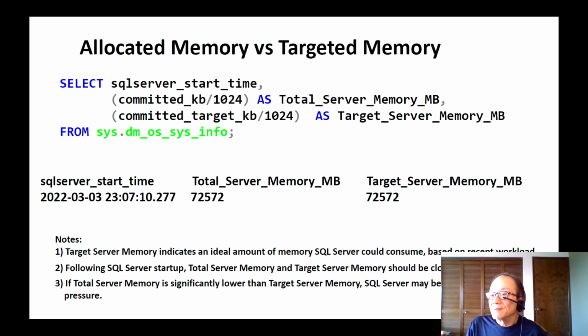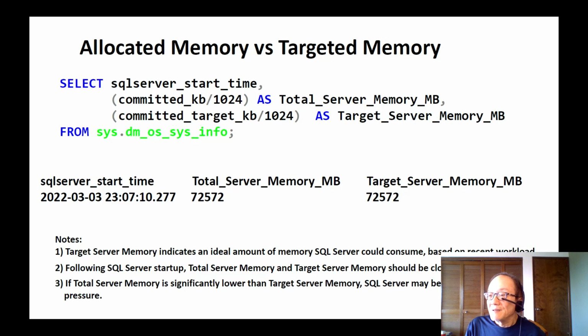In this query, we will compare allocated memory to targeted memory. The allocated memory is the memory SQL Server is currently using. The targeted memory is the amount of memory SQL Server could possibly use to support the current workload. Once we start up SQL Server, the allocated memory is relatively low, but after running the typical workload, the allocated memory will increase with time.